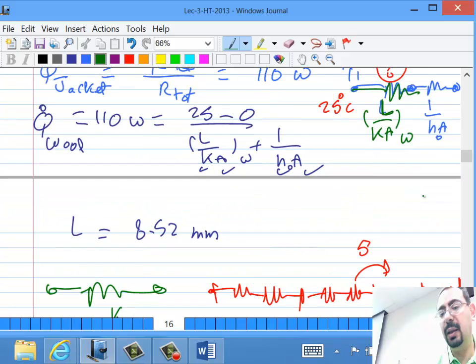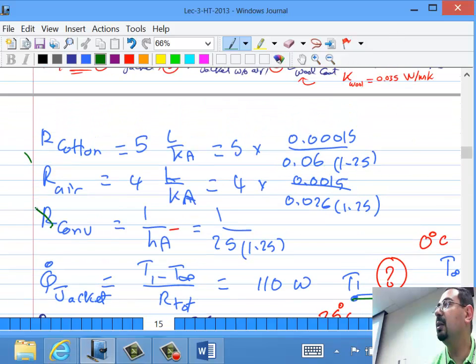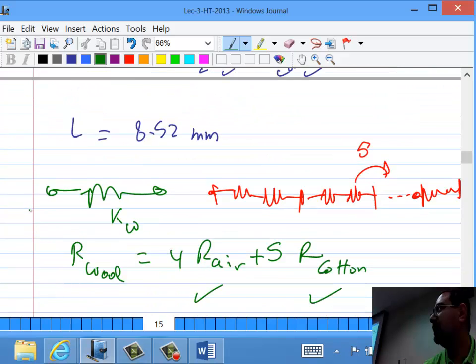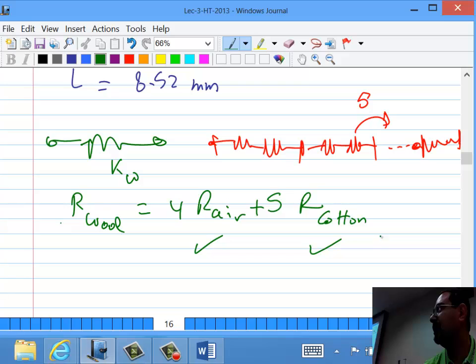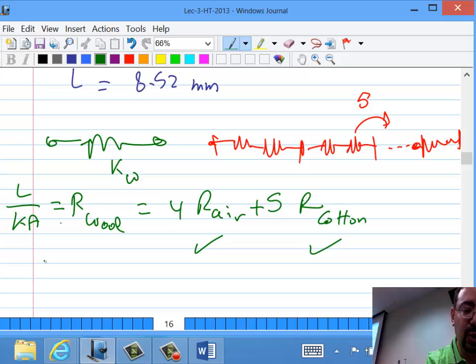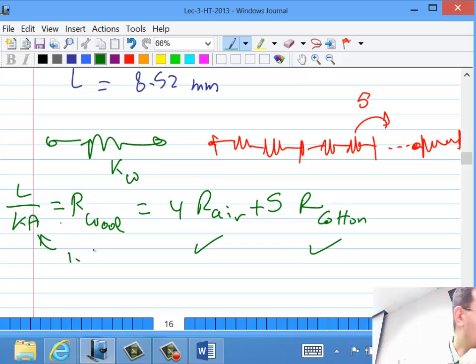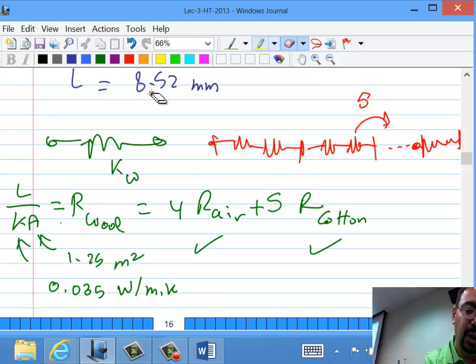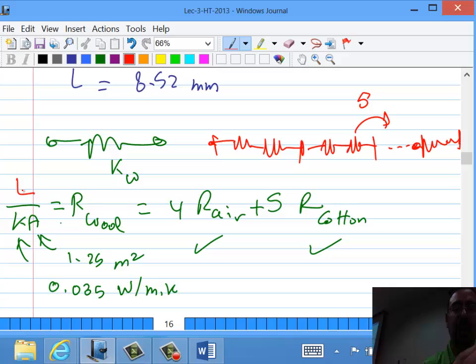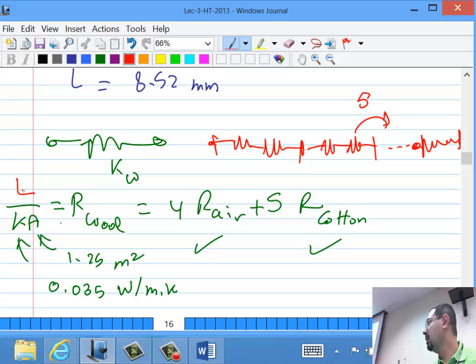So you just set this equal to R wool, and that R wool of course is L over KA wool. So this is a 1.25 meter square, and this K is the 0.035 watt per meter Kelvin. So really the only thing that's unknown is this L. You get that L. All right, replacing those 9 resistances with just 1 resistance of wool. Question so far?